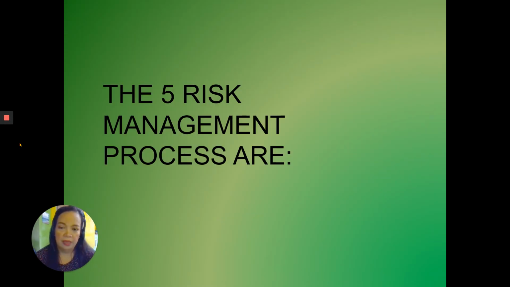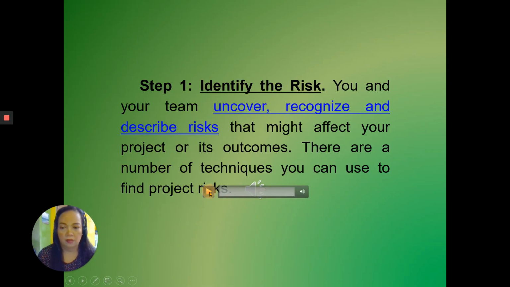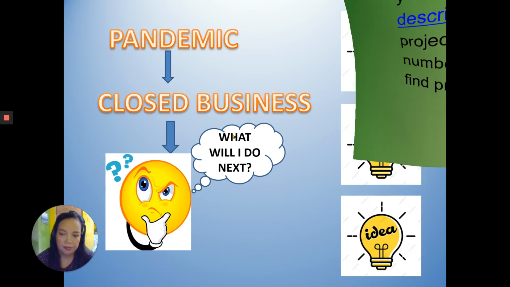The 5 risk management processes are: Step 1. Identify the risk. You and your team uncover, recognize, and describe risks that might affect your project or its outcome. There are a number of techniques you can use to find project risks.